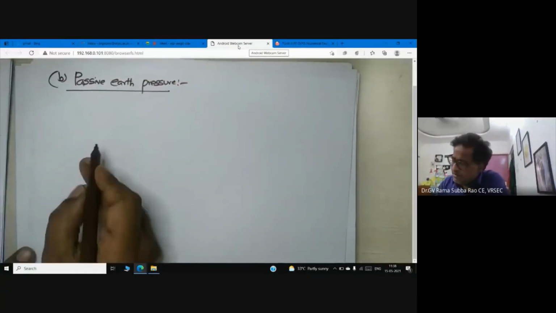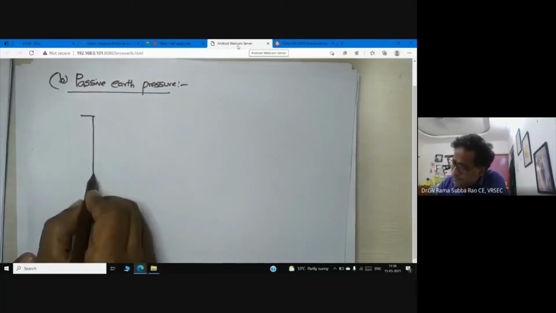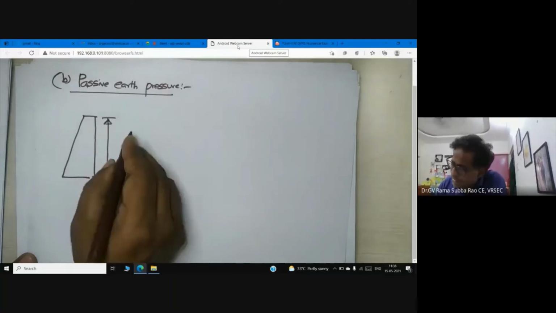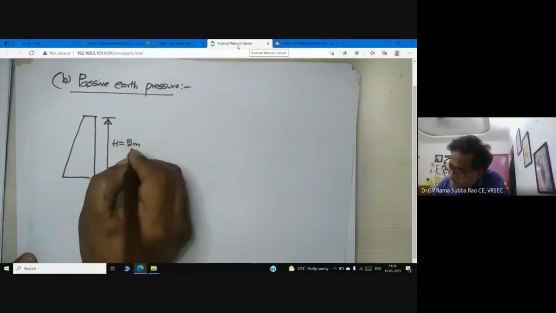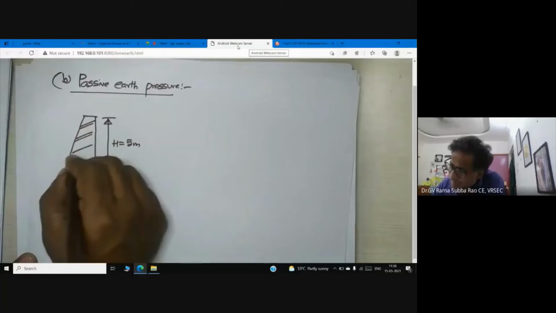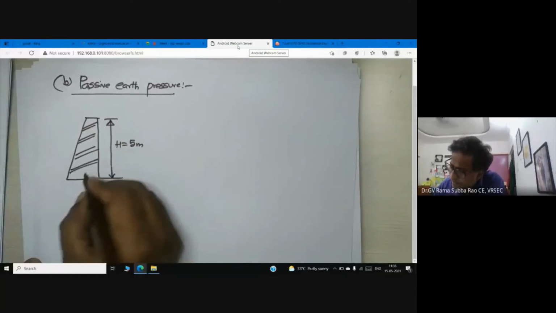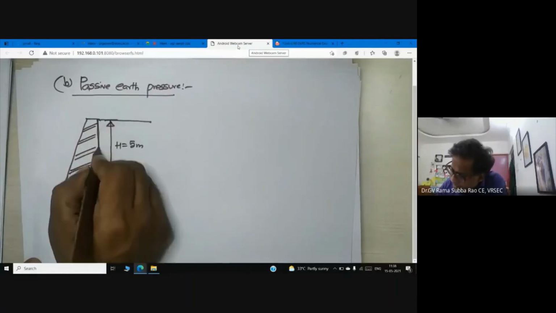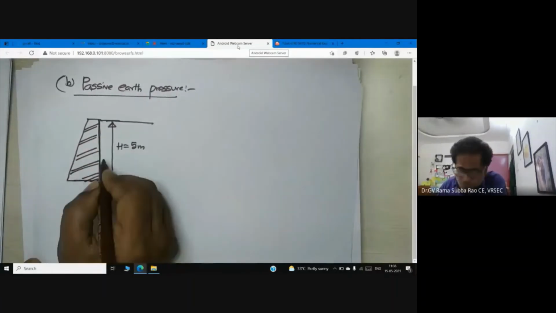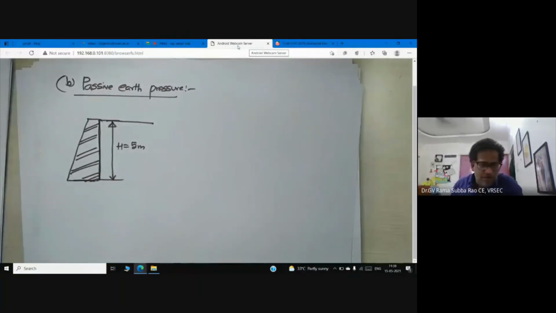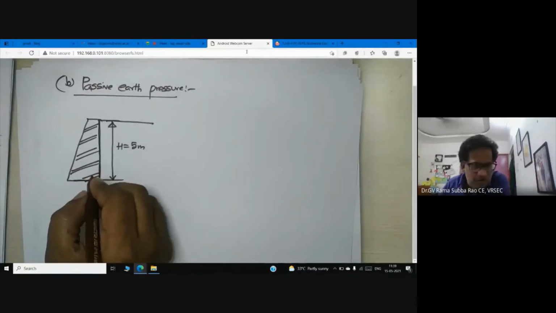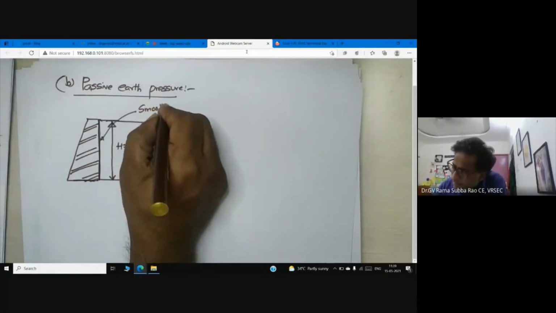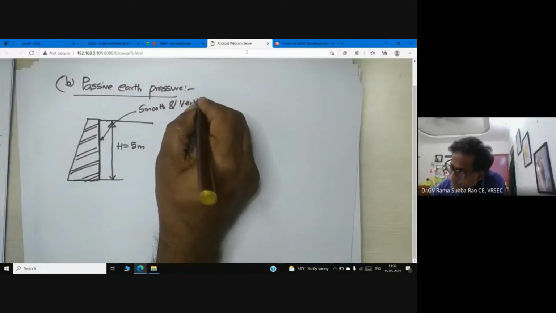Here you can see this is my retaining wall. The height of the wall is 5 meters. Now you will have a better understanding, no doubt. This is the retaining wall. So I am using Rankine's theory. Whenever I am thinking about Rankine, the back of the wall should be smooth. Can anyone type in the chat box? Please, all of you type in the chat box. Back of the wall is smooth, vertical. So get ready now.